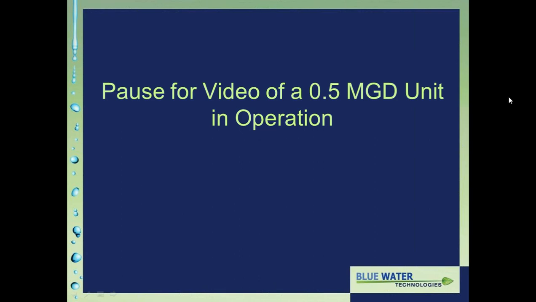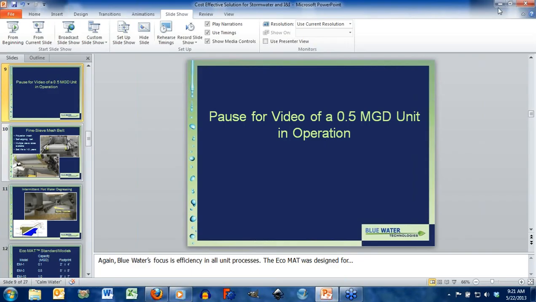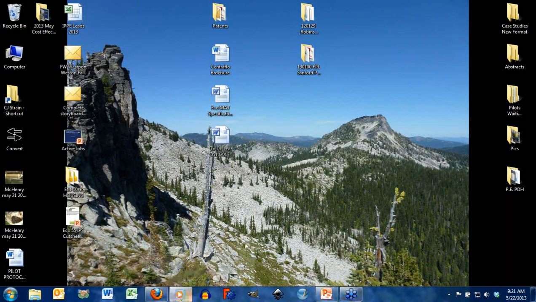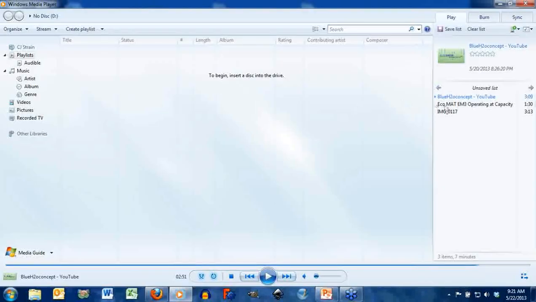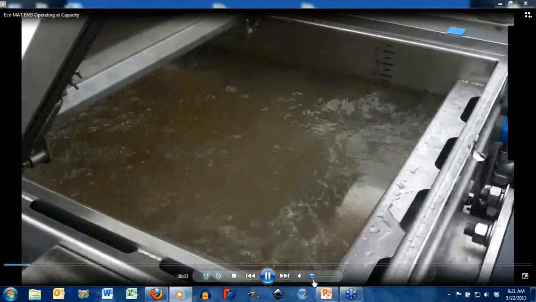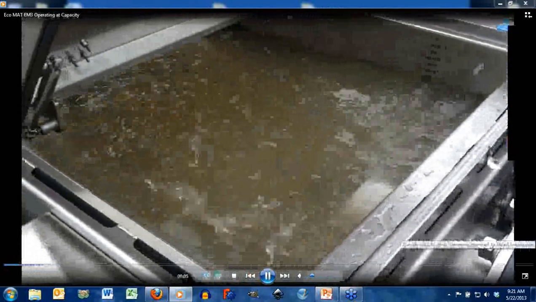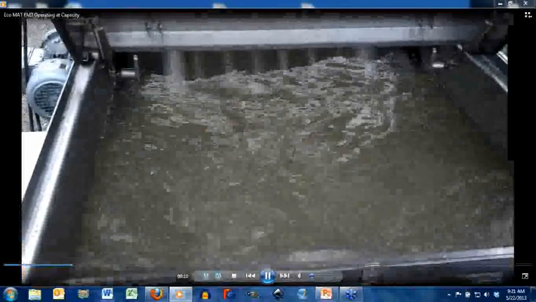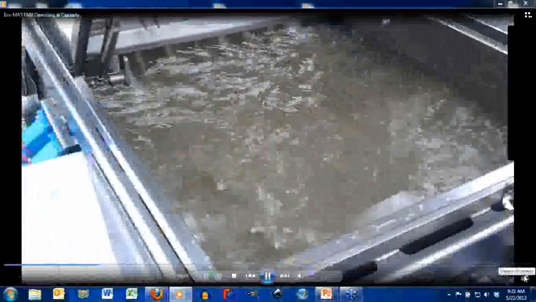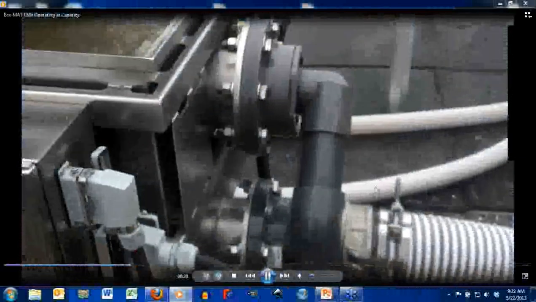I do have another video that I want to share with you that'll highlight this functionality for this system. So this video is a 0.5 MGD EcoMat, which is an EM3. This one here is operating at capacity. This is actually typical domestic sewage at a wastewater treatment plant. So a little thicker than we would see in a stormwater scenario. The TSS is about 250 milligrams per liter. And this unit is operating with a 300 micron mesh.